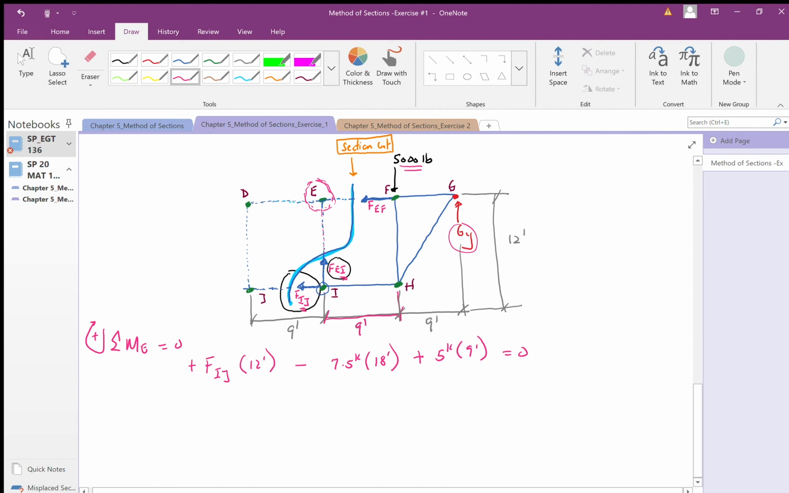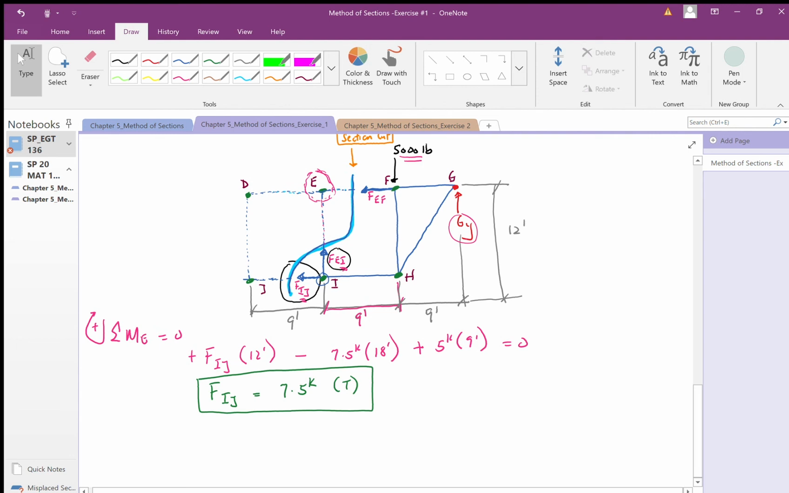So now I can just solve for force IJ. When you do that, you're going to get 7.5, and that's going to be in tension. Now I can sum the forces in the y direction. This is another equilibrium equation that I'm using.